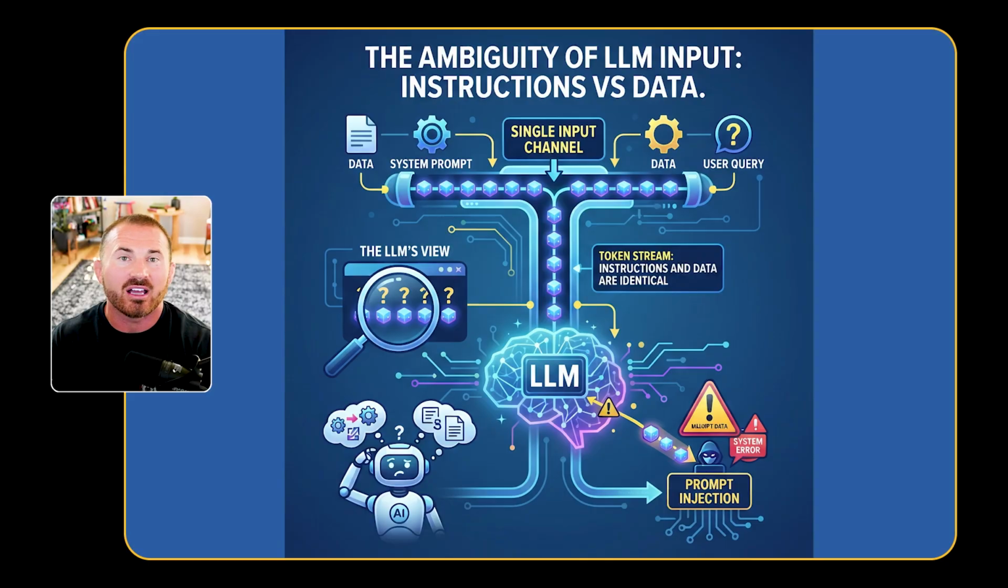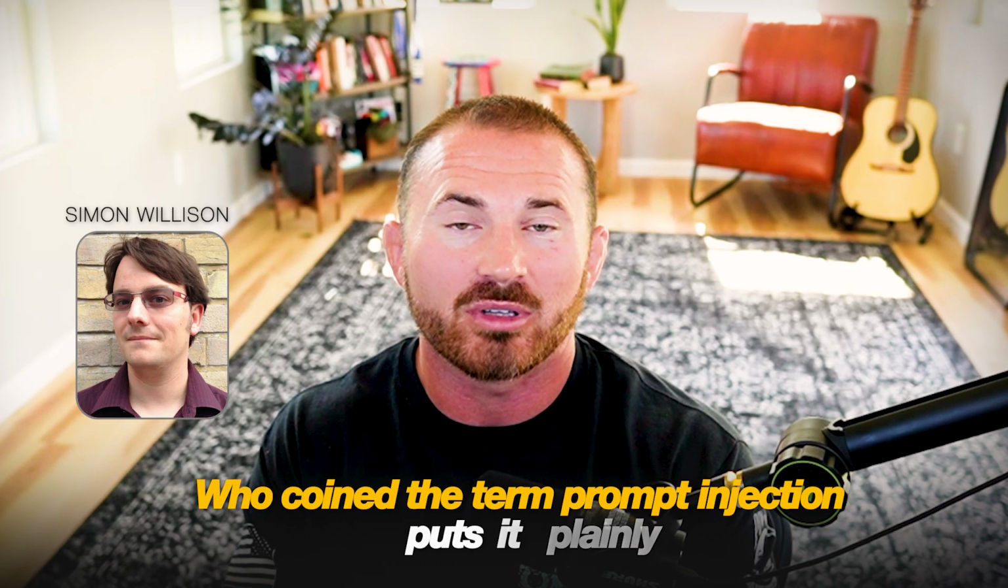Traditional input validation works because code and data are separable. You can parameterize a SQL query. You cannot parameterize English. To an LLM, instructions and data arrive in the same channel, as the same tokens, and the model has no reliable way to tell the difference. Simon Willison, who coined the term prompt injection, puts it plainly. These models do not follow our instructions. They will happily follow any instructions.